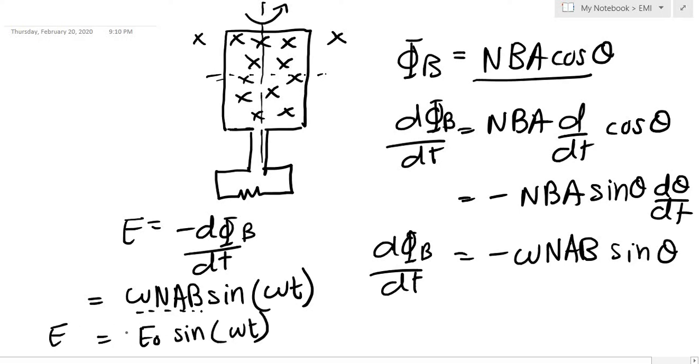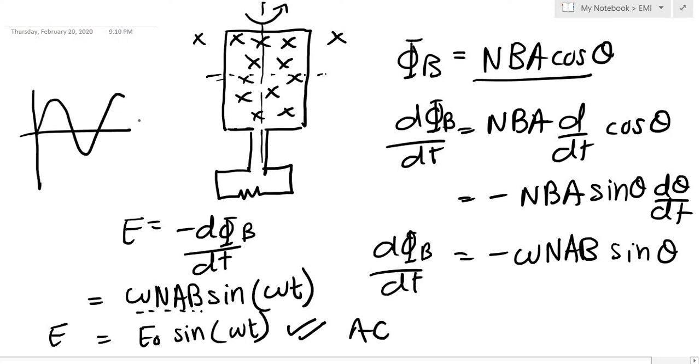You can call that the peak value of the EMF, and this is where your AC current starts, because the EMF, because of this formula, this equation is a sine wave, right, in time, and it has this peak value of E naught, which depends on omega NAB, all the factors of the coil: how fast you're rotating it, the number of turns, the area, and the strength of the magnetic field. That's where your AC current starts.